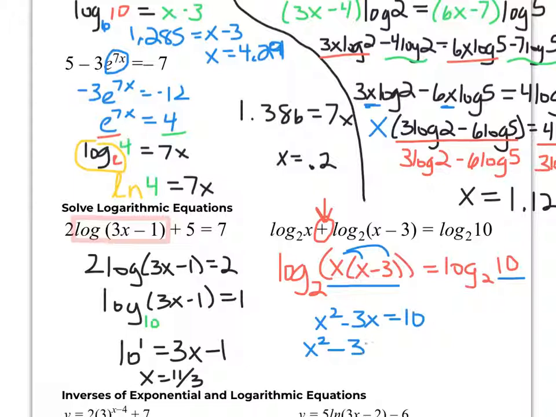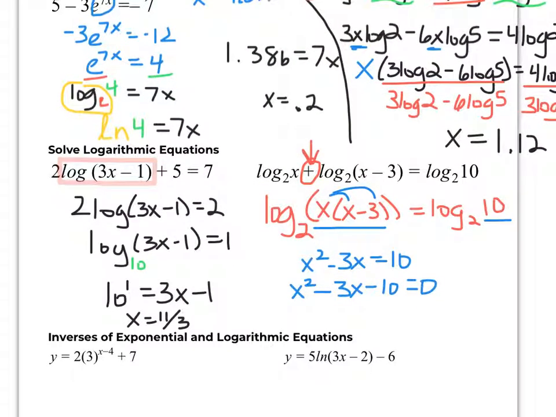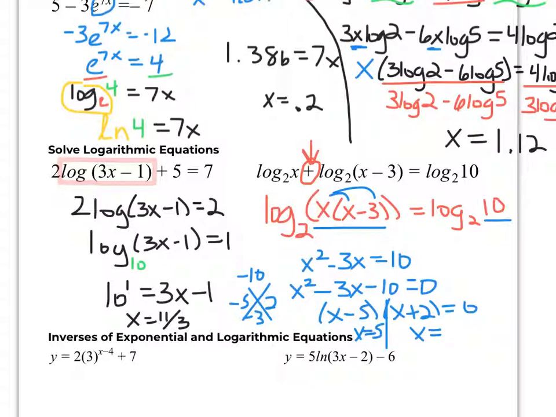But we're going to solve by factoring. If factoring doesn't work, then we can always use the quadratic formula on anything in the world. That's a quadratic. So what two things multiply to negative 10 and add to negative 3? That would be negative 5 and 2. So (x minus 5)(x plus 2) equals 0. And when we solve that, we get x equals 5 or x equals negative 2.